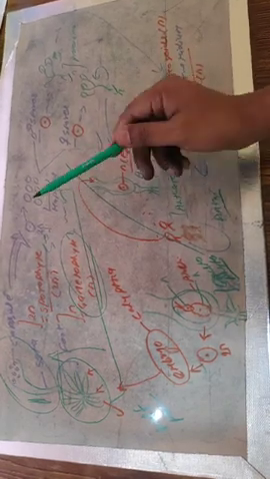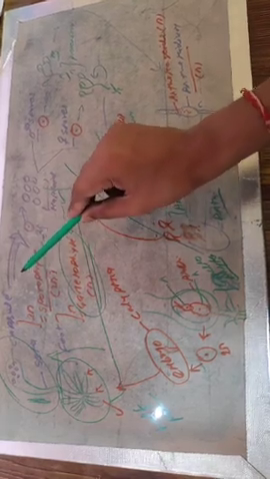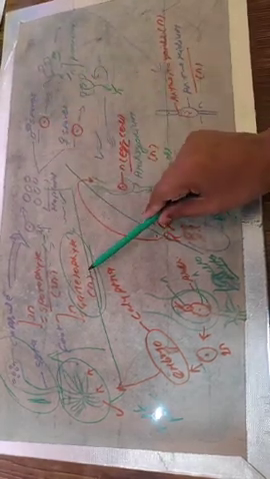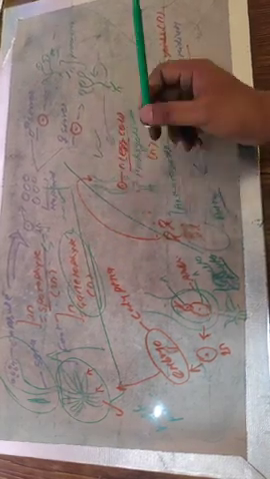Listen carefully. What do you mean by sporophyte? The diploid stage of bryophyte is called sporophyte. What do you mean by gametophyte? The haploid stage of bryophyta is called gametophyte.